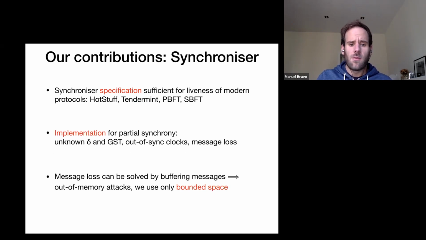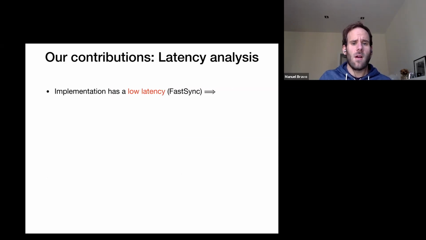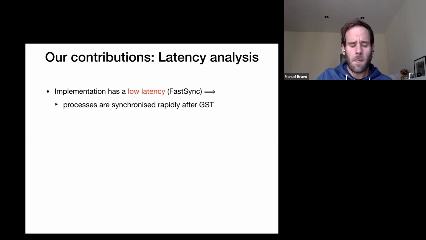On the one hand, we could solve it by buffering messages, but the number of messages that we may need to buffer may be unbounded. This makes the system subject to out-of-memory attacks. Our implementation only uses bounded space despite tolerating message loss. Our implementation also has low latency. That's why we call it FastSync. By low latency, we mean that processes are synchronized rapidly after GST.